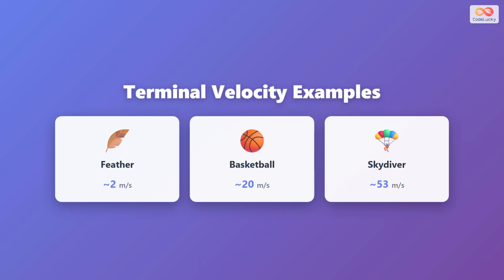Different objects reach different terminal velocities based on their properties. A feather, with its large surface area and low mass, reaches a terminal velocity of only about 2 meters per second. A basketball, being denser and more aerodynamic, reaches approximately 20 meters per second. A skydiver in free fall, before deploying a parachute, can reach terminal velocities around 53 meters per second. These examples show how object characteristics dramatically affect terminal velocity.